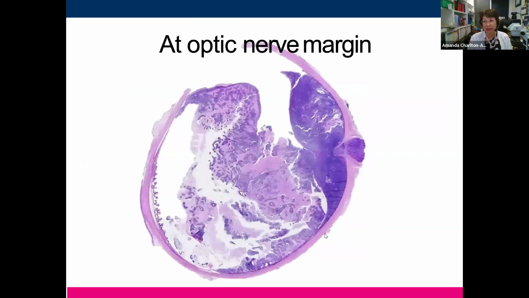So stage S for spread. This has nothing to do with grade or classification. It's a different pathology terms, stage, grade, classification. Don't get them mixed up.